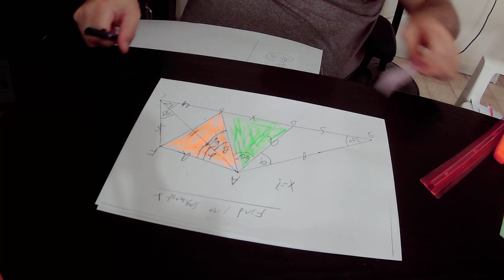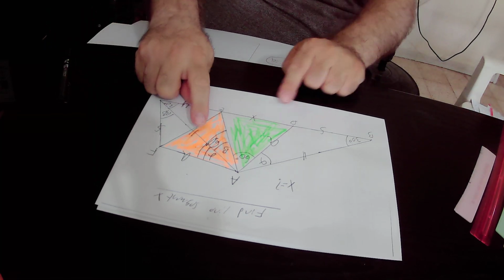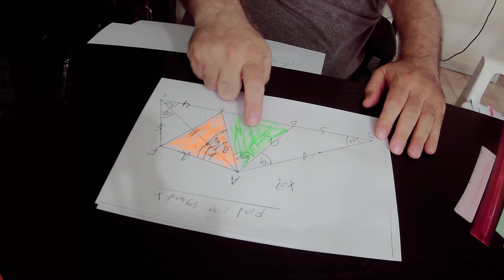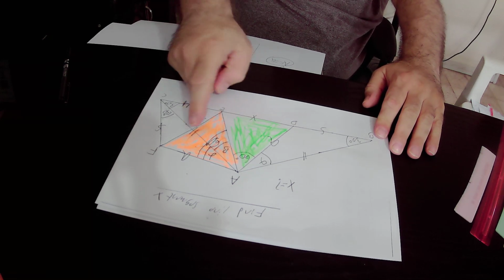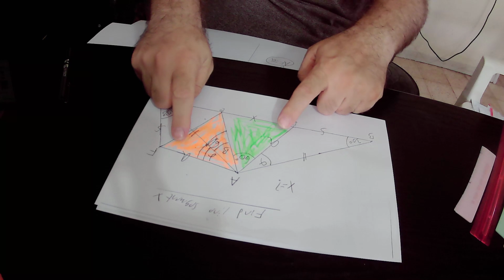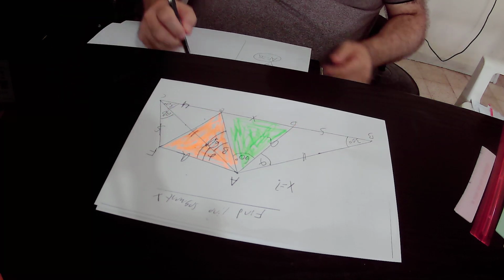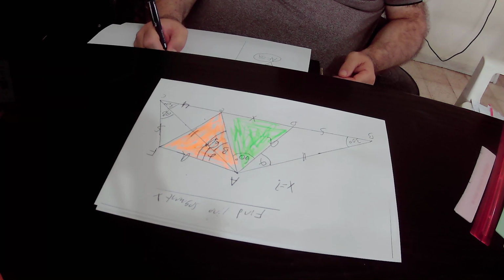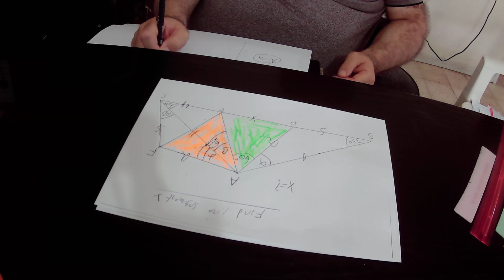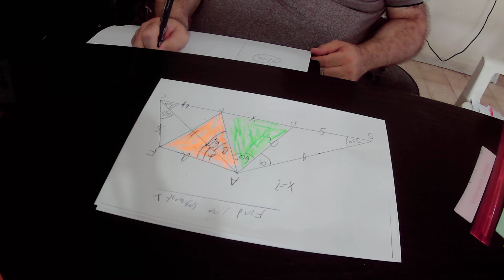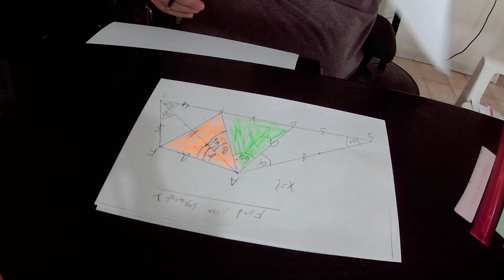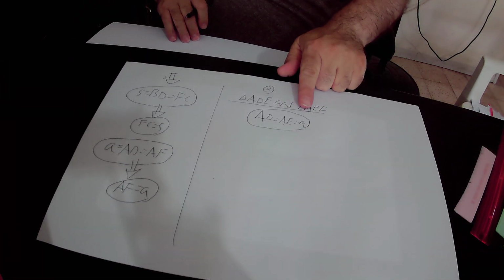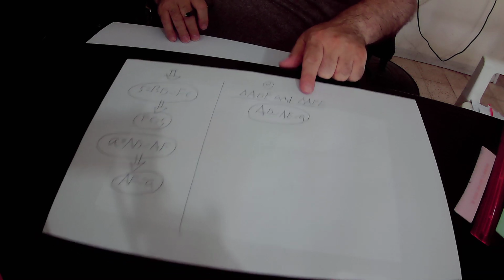So why can those two triangles go into each other? First of all, we just right now found out that AD equals AF equals A. Those two sides are equal to each other. AD equals AE equals A. Repeat again, AD equals AE equals A.